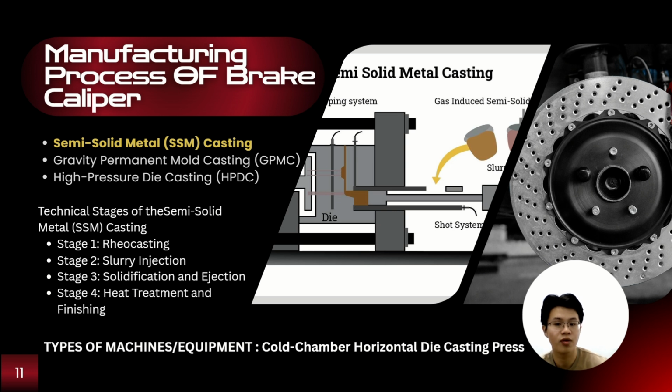Instead of just pouring super hot liquid metal, we cool it slightly until it becomes thick and toothpaste-like, which we call a slurry. We inject this semi-solid slurry into the mold because it is thick and flows smoothly without splashing. This prevents air bubbles from forming, making the final caliper quite strong, highly reliable, and much lighter.